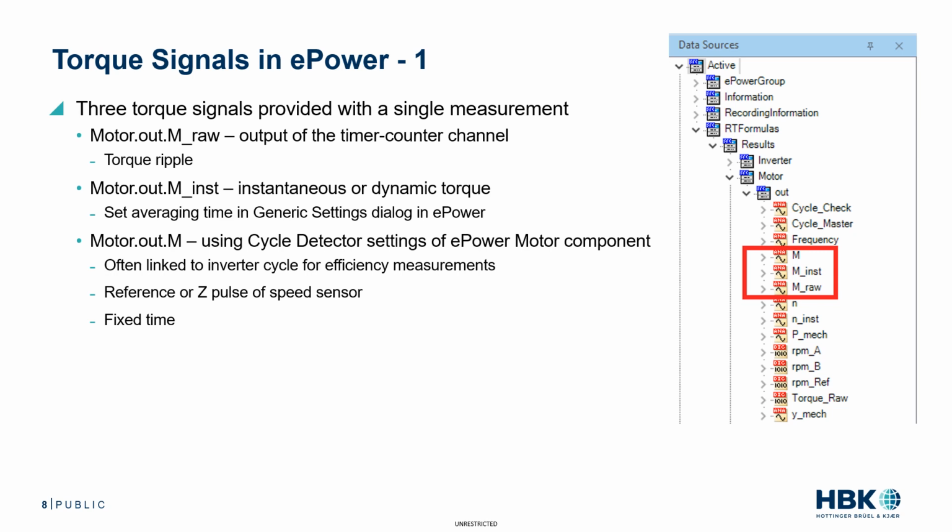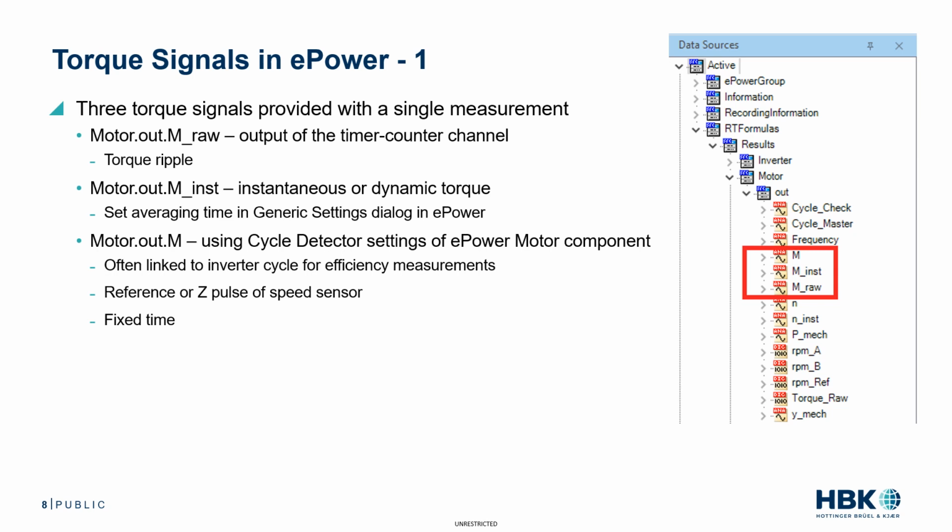Motor.out.minst is called the instantaneous or dynamic torque result in ePower. This signal averages mraw over the user-specified dynamic averaging time. The default setting for the dynamic averaging time is 1 millisecond. However, beginning with Perception version 8.3, the user can set that dynamic averaging time to a different value in the generic settings dialog in ePower.